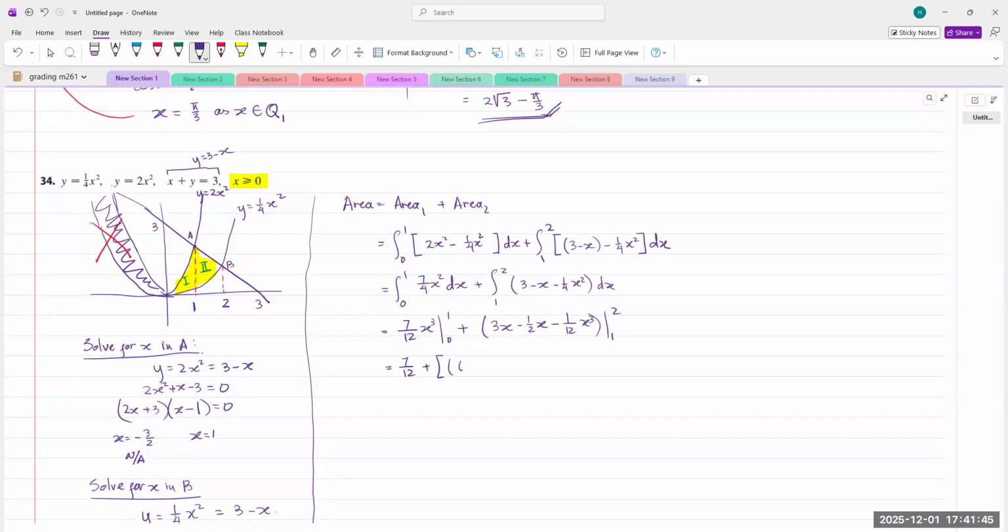Okay, the first one, 6 minus 1 minus 4 over 6. So that's 8 over 12, so that will be 2 over 3. That's when x equals 2. When x equals 1, 3 minus 1/2 minus 1/12.